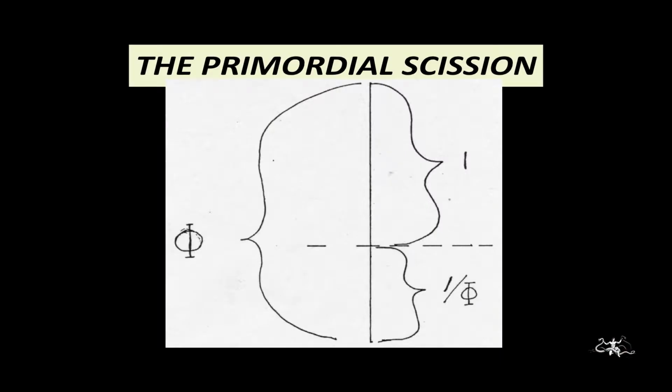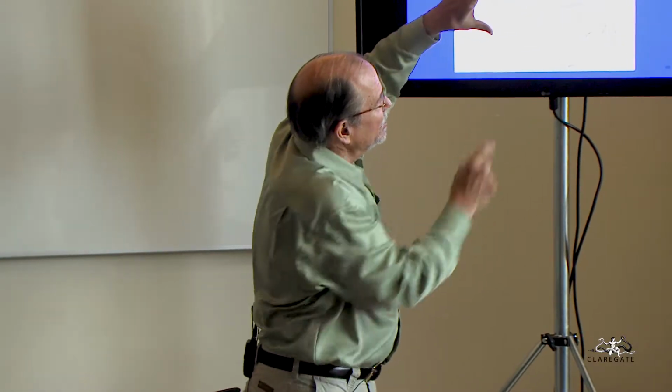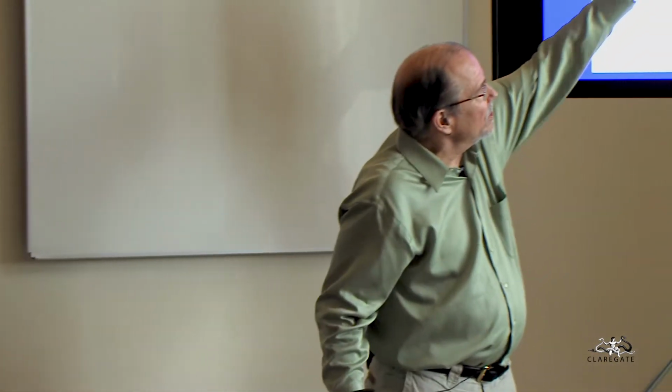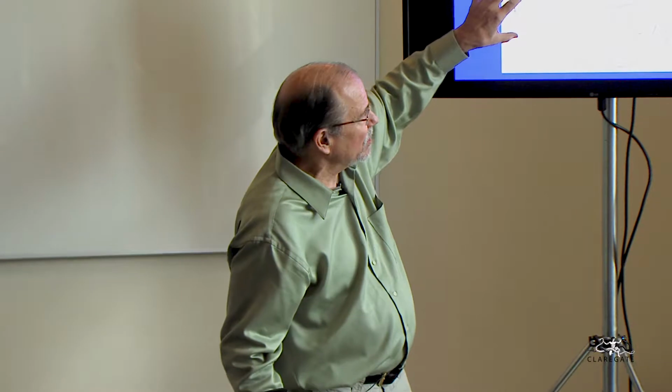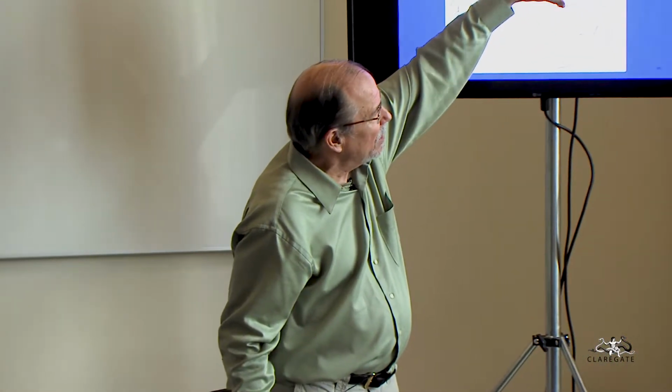So here's the primordial scission. Now you could flip this over and have the golden cut up here, but here's the cut. So here's the greater, here's the lesser. Unity becomes the geometric mean. Real quickly, if you start with this and pretend that this is 1 instead of big phi, this becomes phi, 0.618, and this becomes that little 0.382.